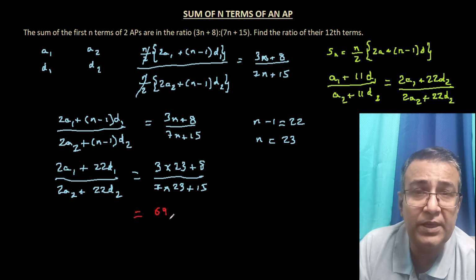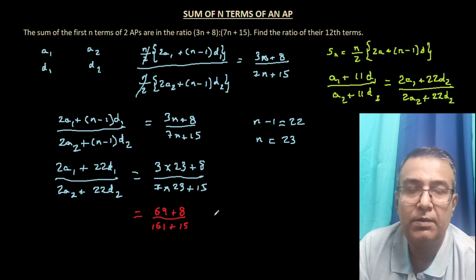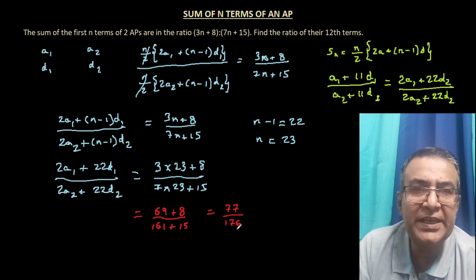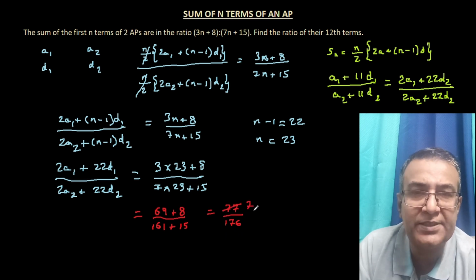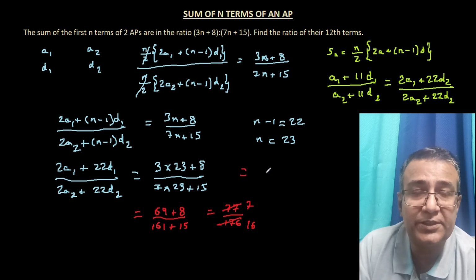So 3 times 23 gives us 69 plus 8, and 7 times 23 gives us 161 plus 15. When we simplify that together, 69 plus 8 gives us 77, and 161 plus 15 gives us 176. So we can see that both these numbers are divisible by 11. When we divide by 11, we get 7 here, and this becomes 16. So obviously the ratio of the 12th terms is going to be 7 over 16, or 7 is to 16.